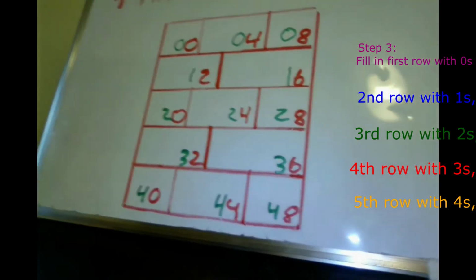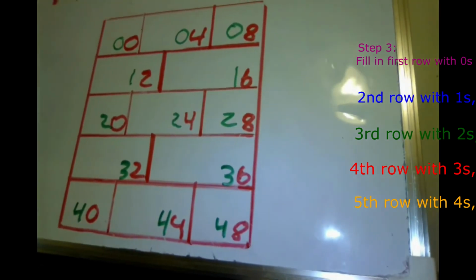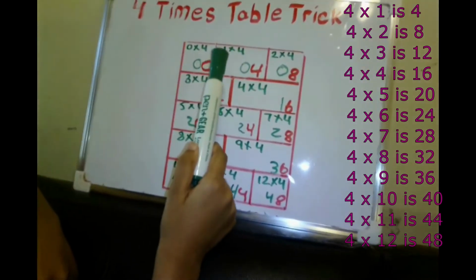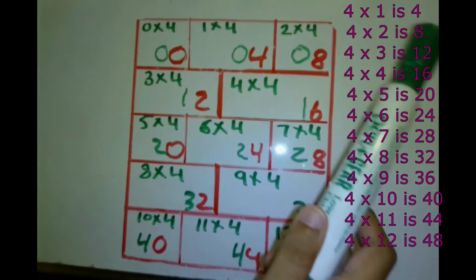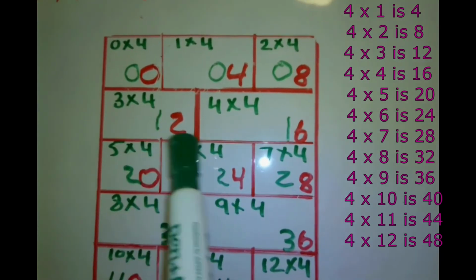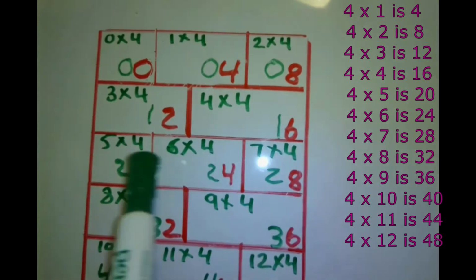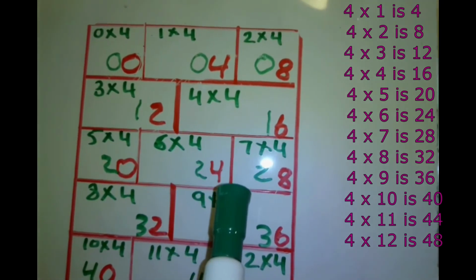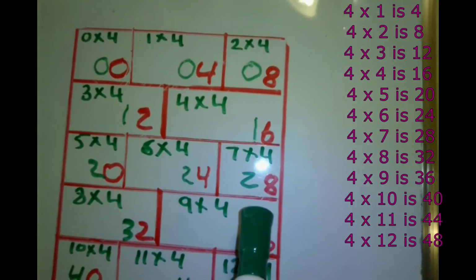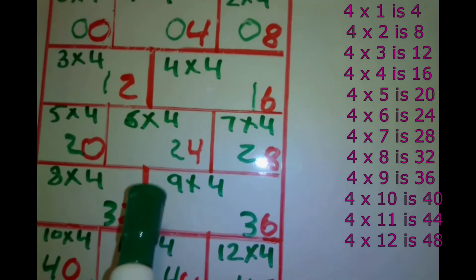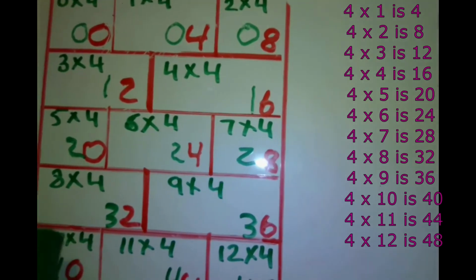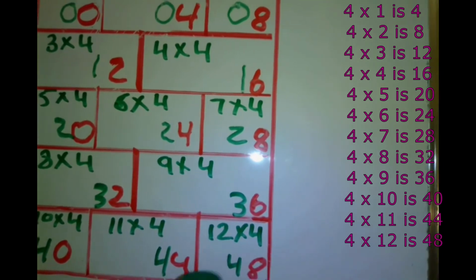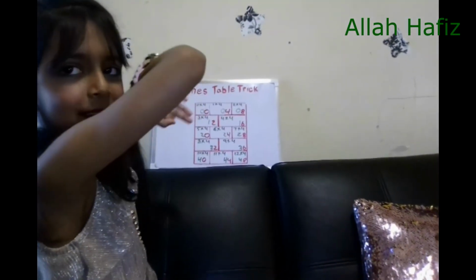There. So here's the 4 times table trick. These are all the answers to all the questions. So, 0 times 4 equals 0, 1 times 4 equals 4, 2 times 4 equals 8, 3 times 4 equals 12, 4 times 4 equals 16, 5 times 4 equals 20, 6 times 4 equals 24, 7 times 4 equals 28, 8 times 4 equals 32, 9 times 4 equals 36, 10 times 4 equals 40, 11 times 4 equals 44, 12 times 4 equals 48. So this is the whole 4 times table.